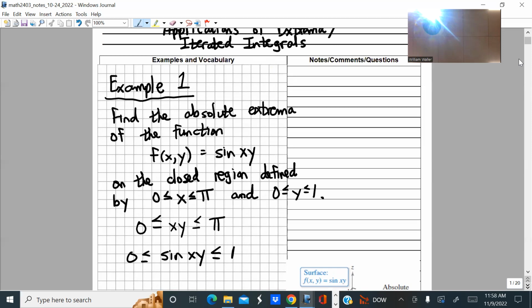So here they want you to find the absolute extrema, not local, but actually absolute extrema of this function. But they're going to restrict the domain of this function somewhat. They're restricting it to this closed region. Closed region means it's a region in the xy plane that contains the boundary. So x is between 0 and pi, including pi, and y is between 0 and 1. So there's the domain that you can use.